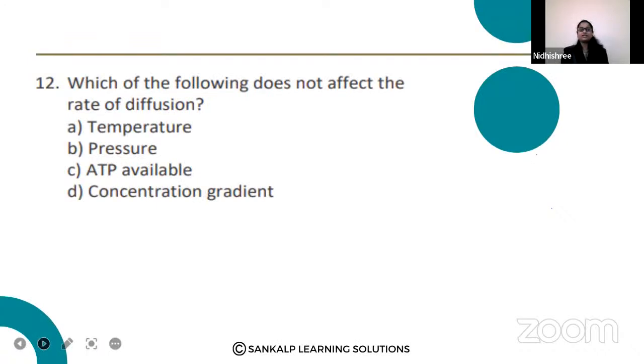Which of the following does not affect rate of diffusion? Temperature, pressure, ATP available, concentration gradient. Just now we discussed regarding it. Temperature, pressure, ATP available, concentration gradient.